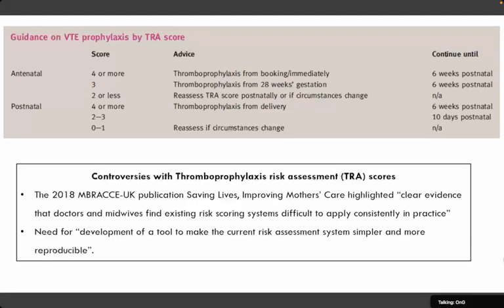So while the scoring system, such as the one advised by the Royal College, is designed to streamline the process of identifying patients who require thromboprophylaxis, there are some limitations. The 2018 UK equivalent of a Saving Mothers report highlighted that there's clear evidence that doctors and midwives find the existing scoring system difficult to apply consistently in practice. And they also saw a need to develop a tool that makes risk assessment scoring simpler and more reproducible.